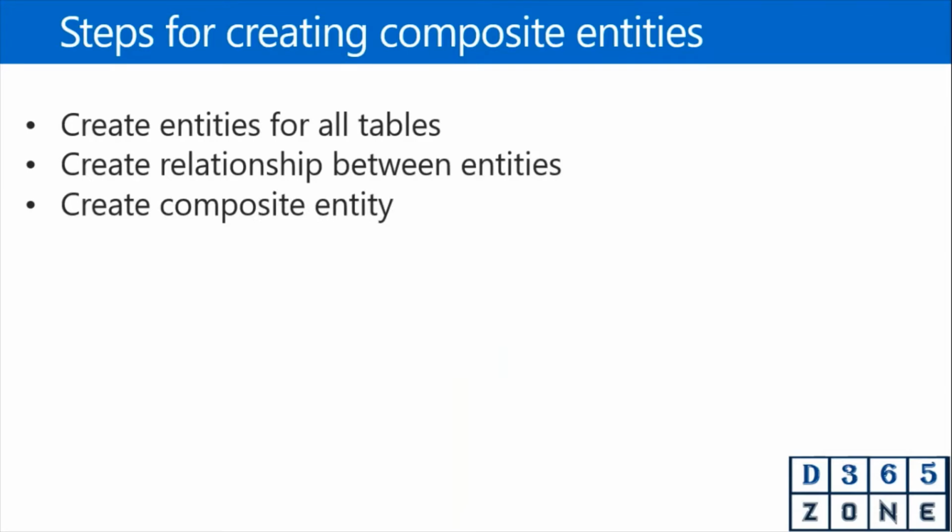And the third step, I'm going to create a composite entity. In the composite entity, I'm going to specify the structure, how the header entity is being related to the line entity. So this structure, I'm going to follow it there.